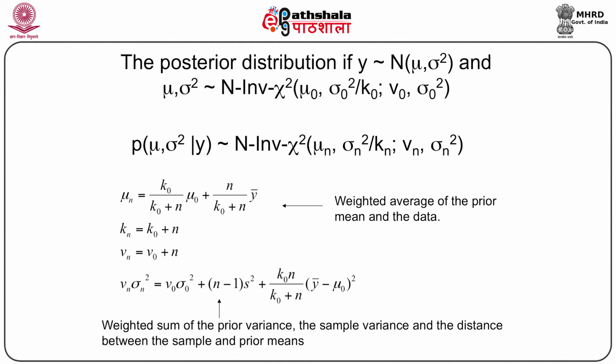The posterior, we all know, this is a repetition, I'm repeating the previous lecture. The posterior distribution: if y is normal mu, sigma square and the prior is normal inverted chi-square, then the joint posterior of mu, sigma square given the data is normal inverted chi-square with parameters mu n, sigma n square over k sub n, Vn, sigma n square, where mu n is the weighted average of the prior mean and the data, and all the expressions are given.